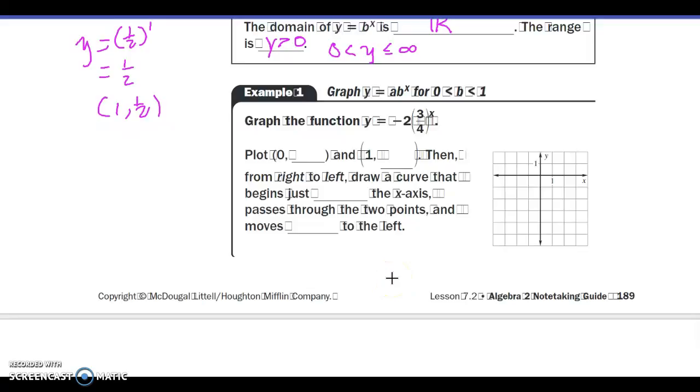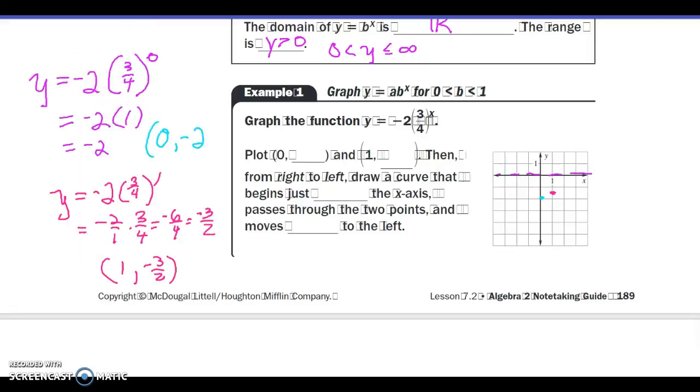All right, so we are going to graph this. It's going to be graphed the same way as the other ones were. So I'm going to pause this, graph this, and then we can look at it. All right, so I found my plotted points here.